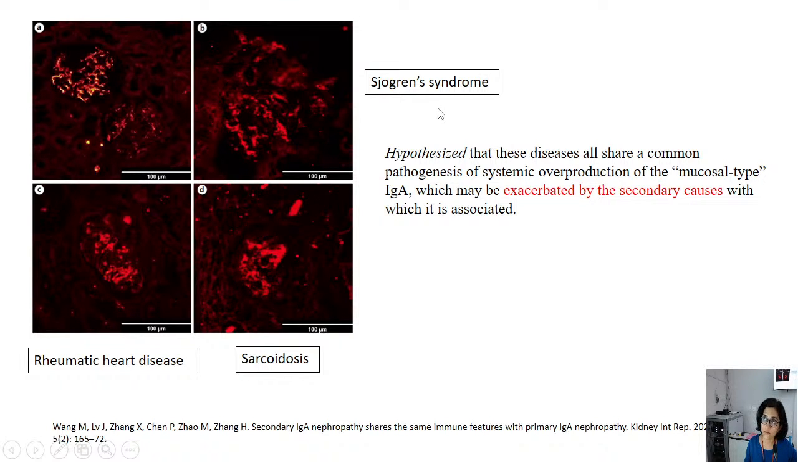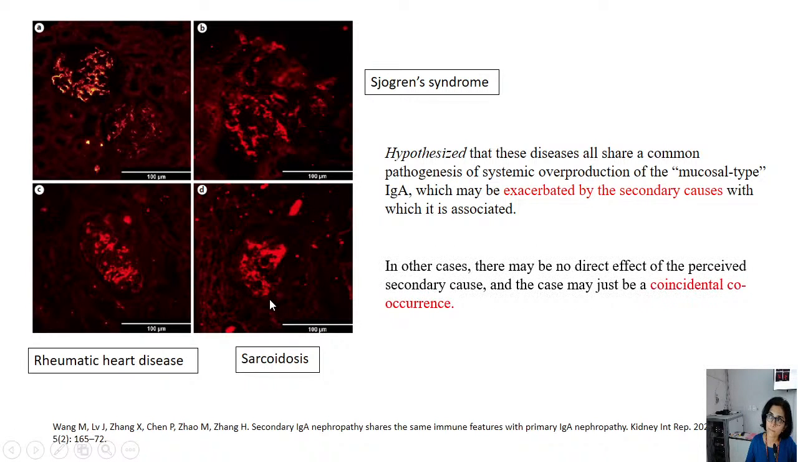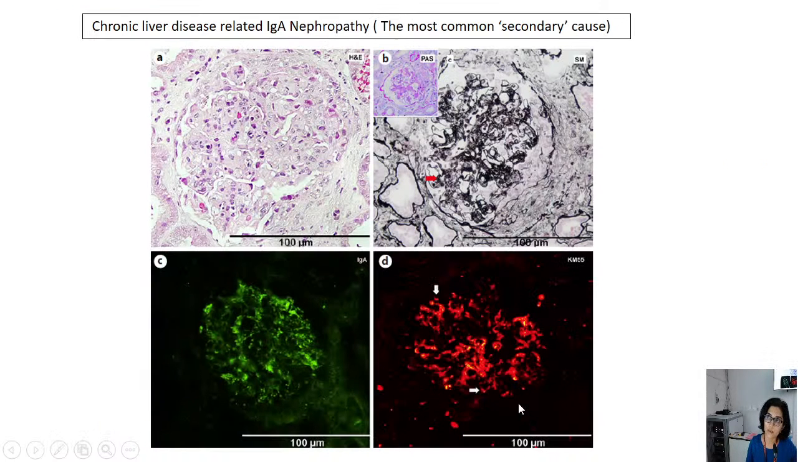For example, in a Sjogren syndrome, you do have mucosal plasma cell rich infiltrates, which may be the trigger in a patient who is genetically predisposed to IgA nephropathy. In other cases, there may be no direct effect of the perceived secondary cause, and you may actually just have two diseases happening at the same time in the patient. Again, as we started staining and our data started coming out, in parallel we started seeing very recent data from 2020 case reports, for example, of similar experience from other labs staining with this antibody.